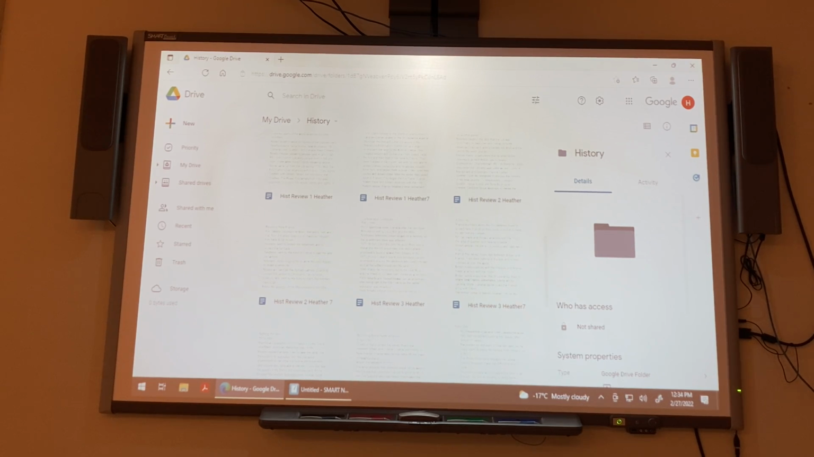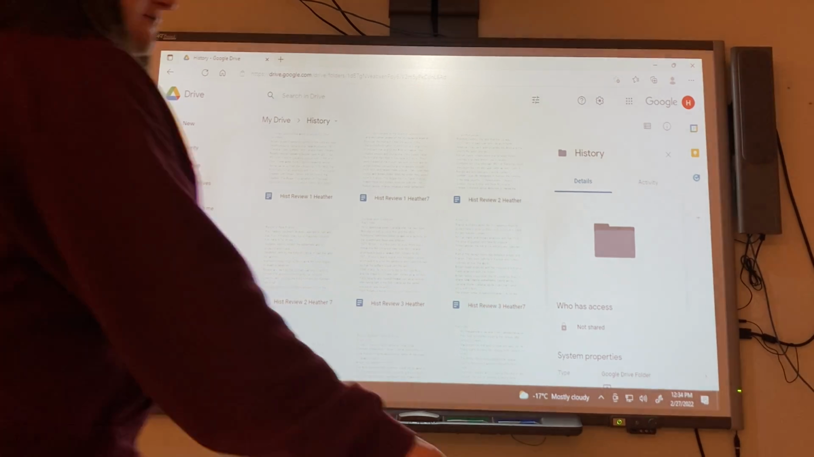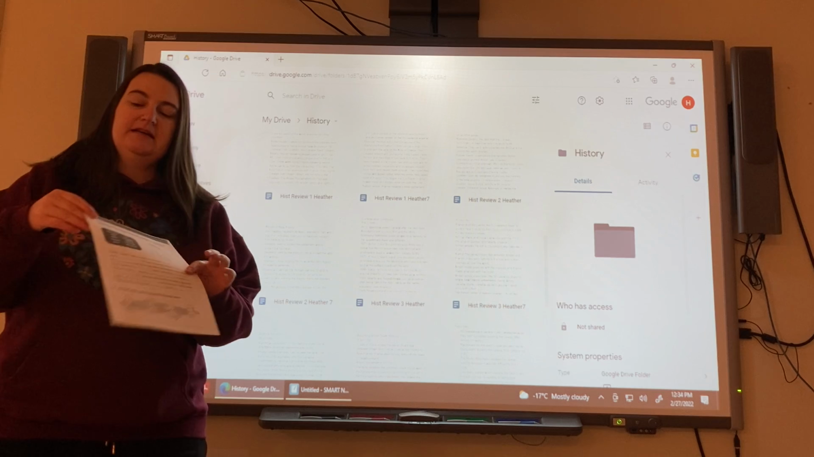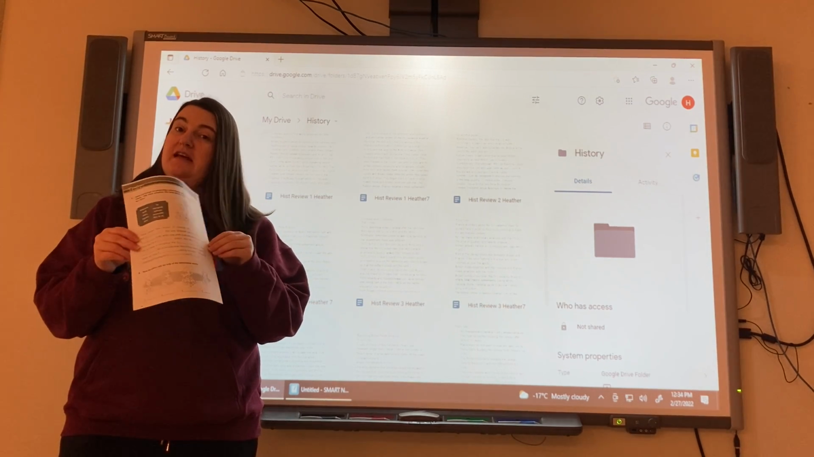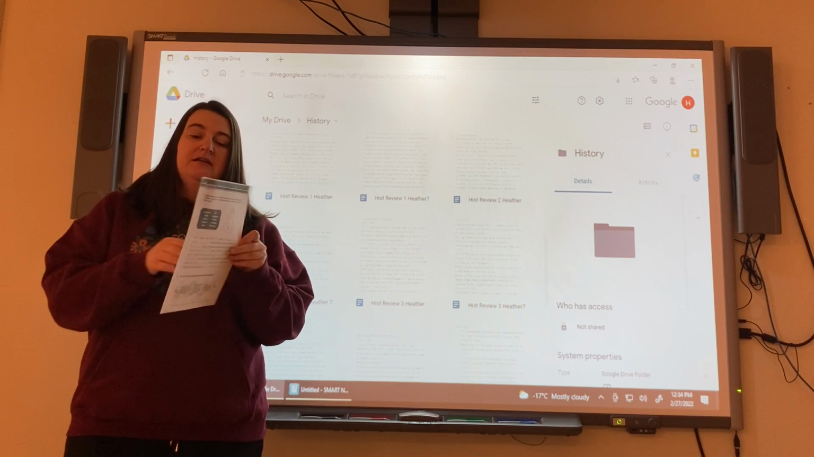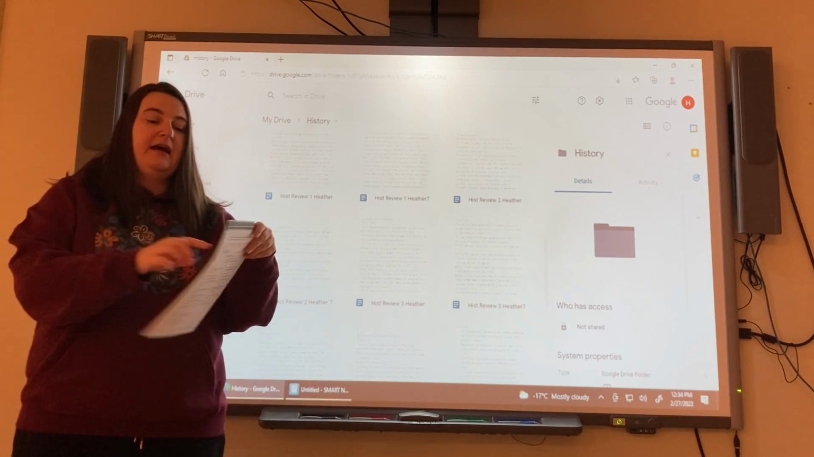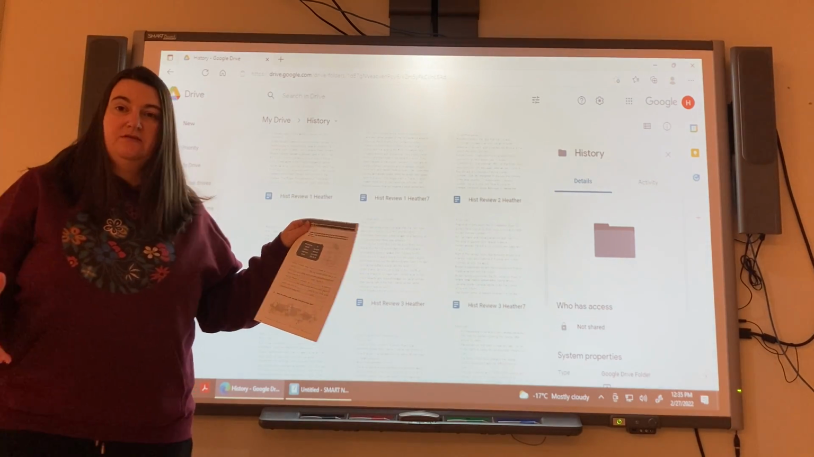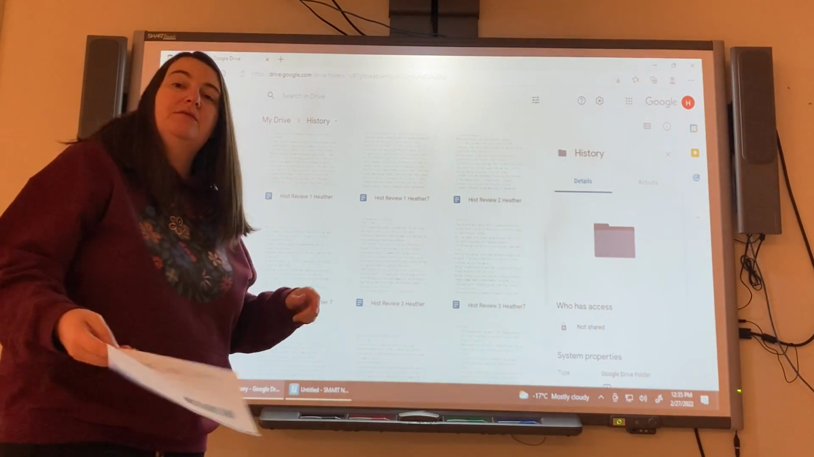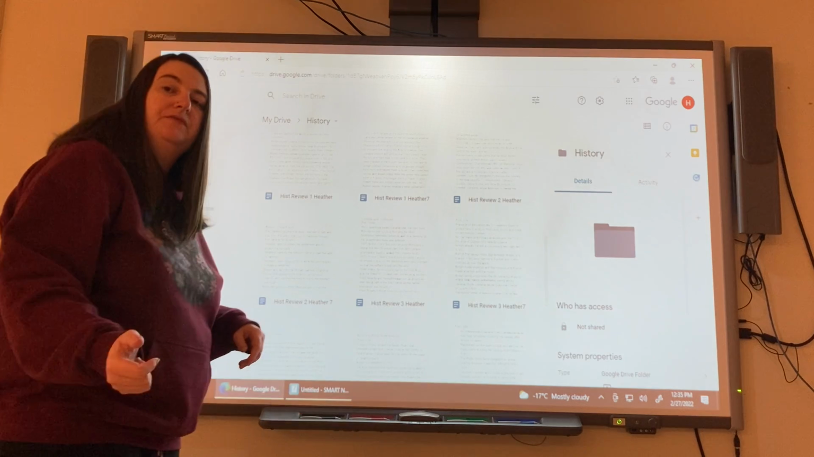Right, so for your history test, let's talk about where you can find the information to get the answers to fill out the test. So first of all, the test is just 2 pages both sides, and it's mostly fill in the blanks. So if you're looking at the box of words that you need to use to fill in the blanks, that's where you want to start your research.